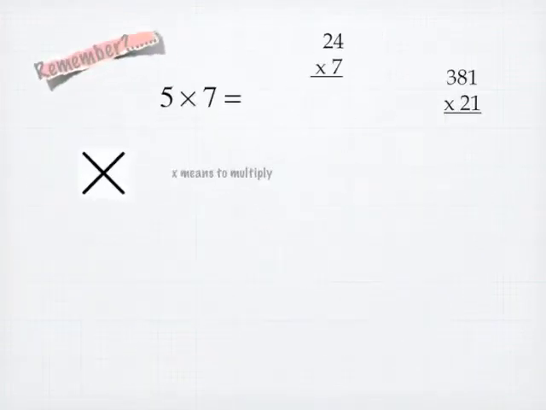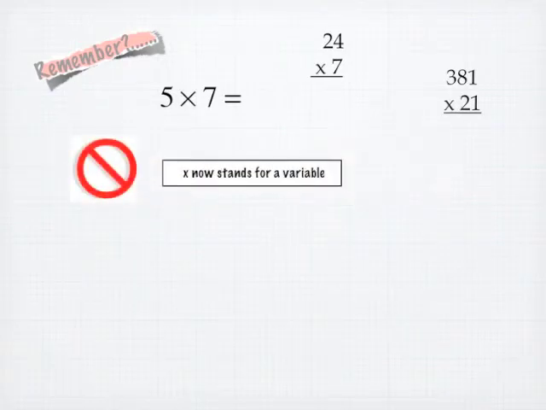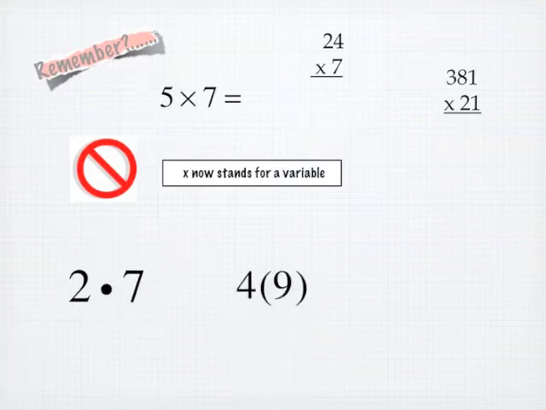First of all, multiplication problems will look different. No more x signs for multiplication. X now stands for a variable. These are the signs you will see in pre-algebra: a dot, parentheses, or just a number next to a variable. It all means to multiply.